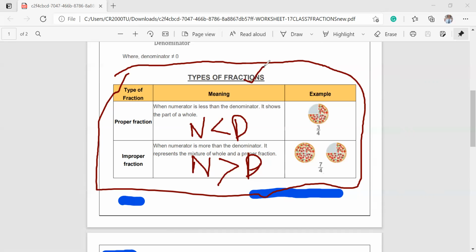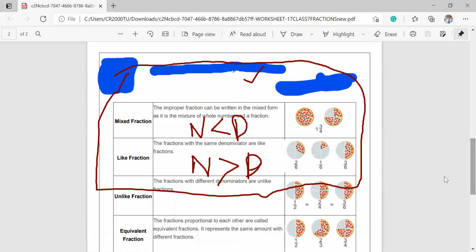So those were the types of fractions, hope it is clear to you. Now we have to recap what we have learned in today's session. Before that, just see the next slide.